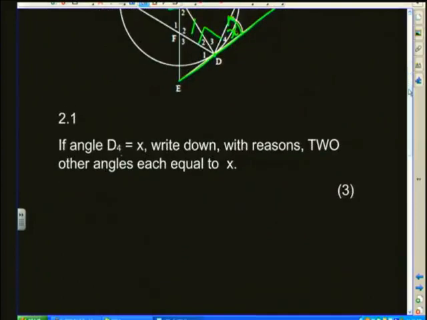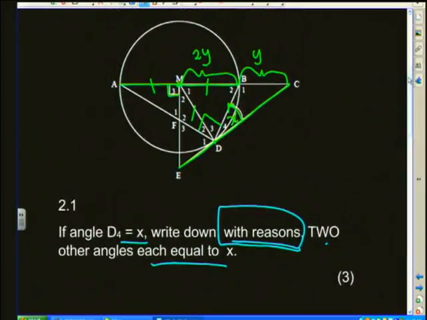They say if angle D4 is equal to x, write down with reasons, important, no reasons, half marks, write down with reasons 2 other angles each equal to x. So we've marked down in our diagram, we know that CDE was a tangent. They told you that D4 is equal to x. So following our tan chord theorem, let's have a look. Can we get another angle equal to x? Yes, we can, because we know the angle D4 is the angle between the tangent CDE and chord BD. So therefore, D4 will be equal to the angle A.